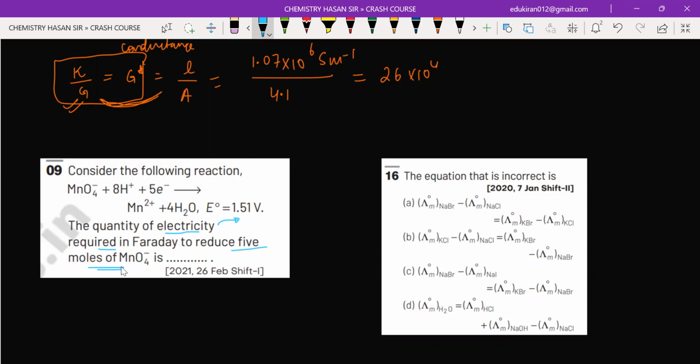You can see, Marita, here 1 mole of this required 5 farads. So 5 moles of this required 25, right? Yes, sir. So the answer is 25. Yeah, it's right.